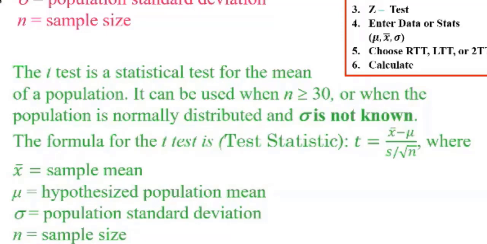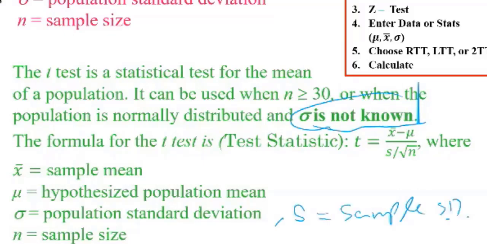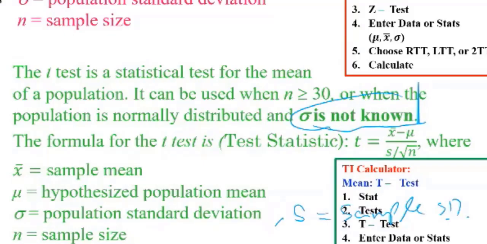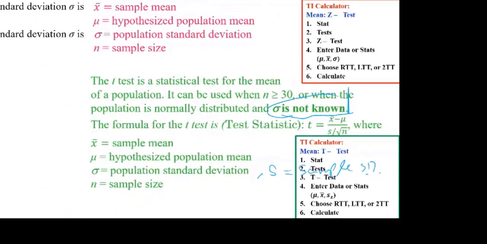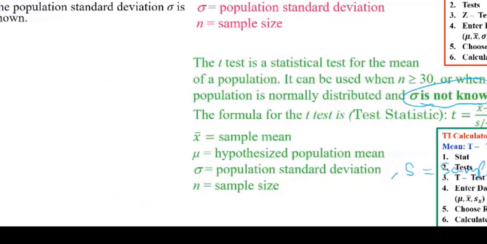So what is important here? The key is sigma is not given. And of course, s is the sample standard deviation. And normally, sigma is missing. You can use technology to get to the answer. Before that, you really need to know the steps, as I mentioned before.